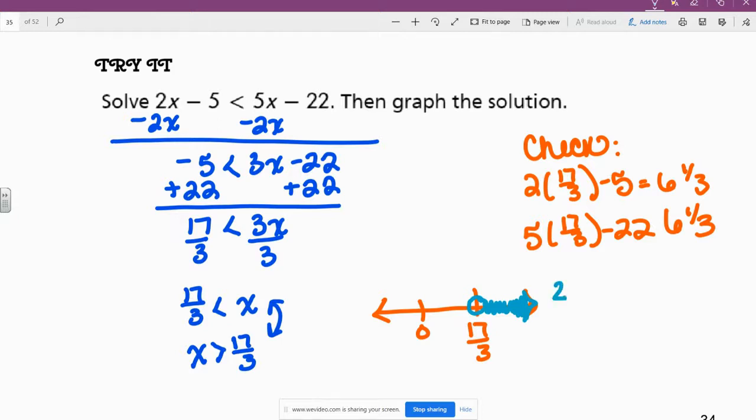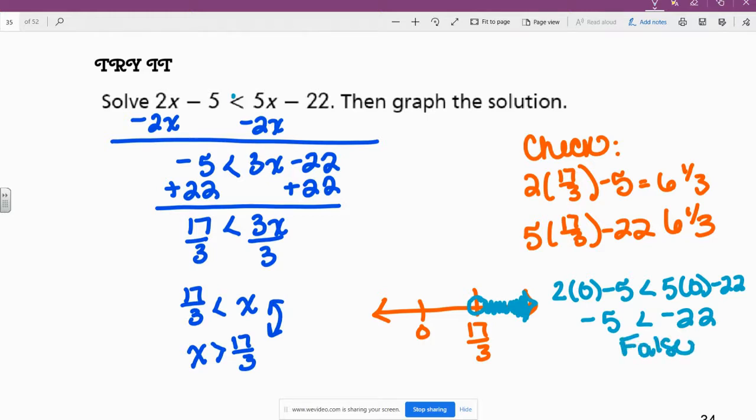So if I take 2 times 0 minus 5, I get -5. And then I get the less than symbol from the original. Remember, going back to your original. And then 5 times 0 minus 22, which is -22. So -5 is less than -22. That is false because -22 is smaller than -5. So this is a false statement, which is a good sign because the 0 is not shaded.